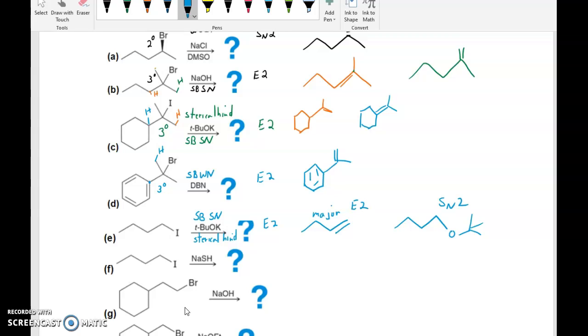If we use instead a sulfur compound, we'll have a weak base and a strong nucleophile, and we'll expect on a primary substrate, we'll expect it to be an SN2.